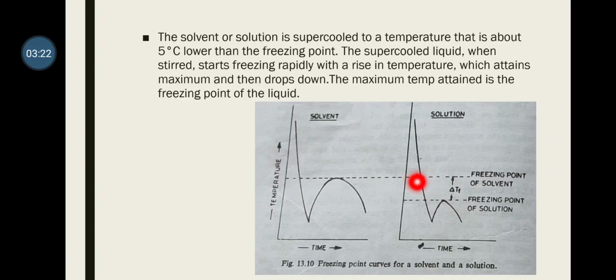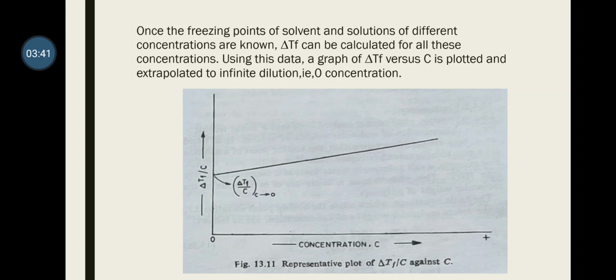And when some amount of solute is added, the freezing point of solution is lowered. This line indicates the freezing point of solution. And the difference in freezing point is called delta Tf, the depression in freezing point. And once the freezing points of solvent and solutions of different concentrations are known, delta Tf can be calculated for all these concentrations.